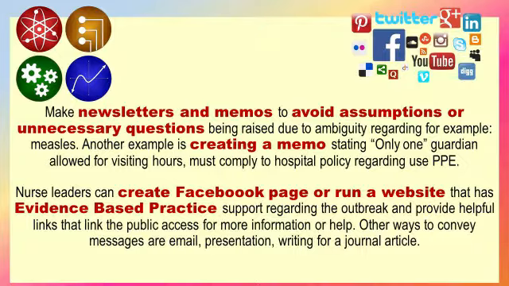Make newsletters and memos to avoid assumptions or unnecessary questions being raised due to ambiguity regarding, for example, measles. Another example is creating a memo stating that only one guardian is allowed during visiting hours and must comply with hospital policy regarding use of PPE. Here is one recorded example of business skill.